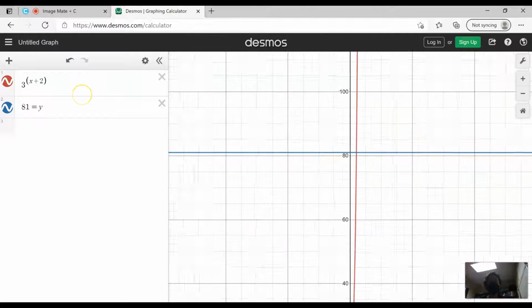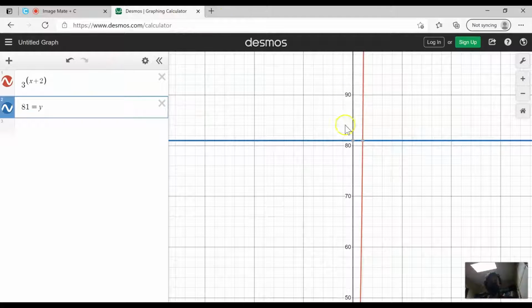So now I'm just going to be zooming out, and I'm going to where y is 81. And then once you can see where those meet, you can actually just tap right there, and it's going to show you where they are. So I can see, since I'm solving for x, that x was going to be 2.